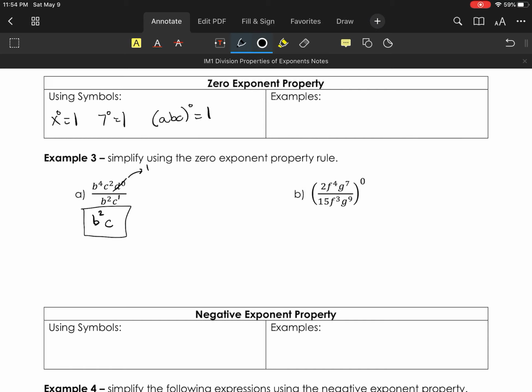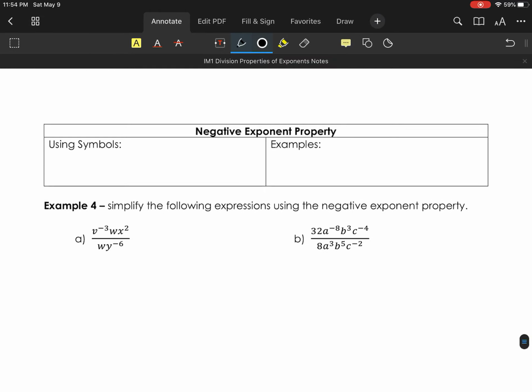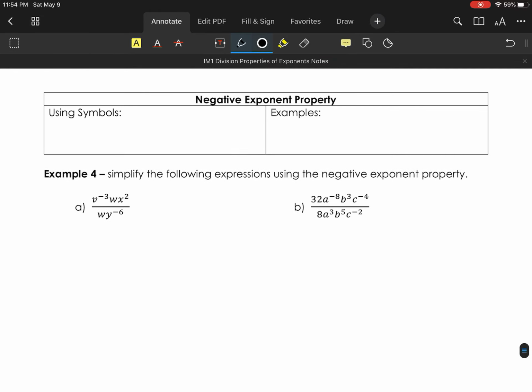And then on letter B, you have all this confusing garbage inside your parentheses, and it doesn't even matter because all of it is raised to the 0 power. If all of it's raised to the 0 power, it's 1. Yes, true story. You don't even have to look in the parentheses. If a set of parentheses is raised to the 0 power, it is equivalent to 1. True story.